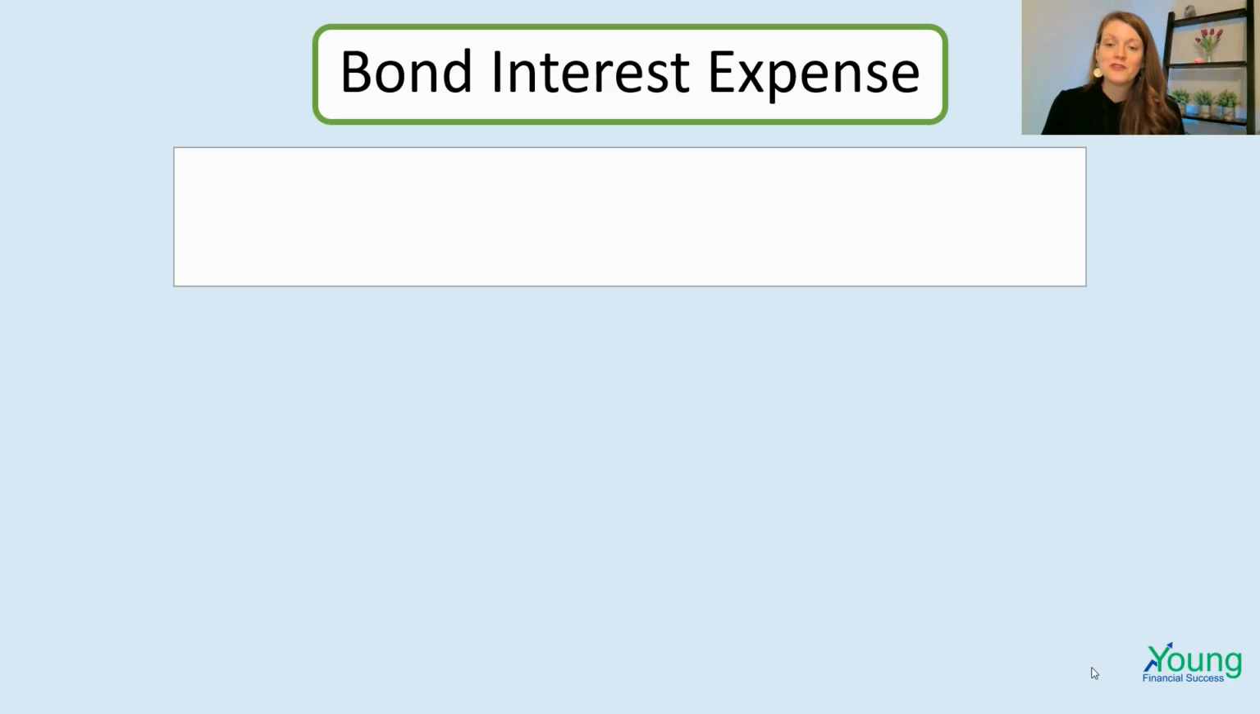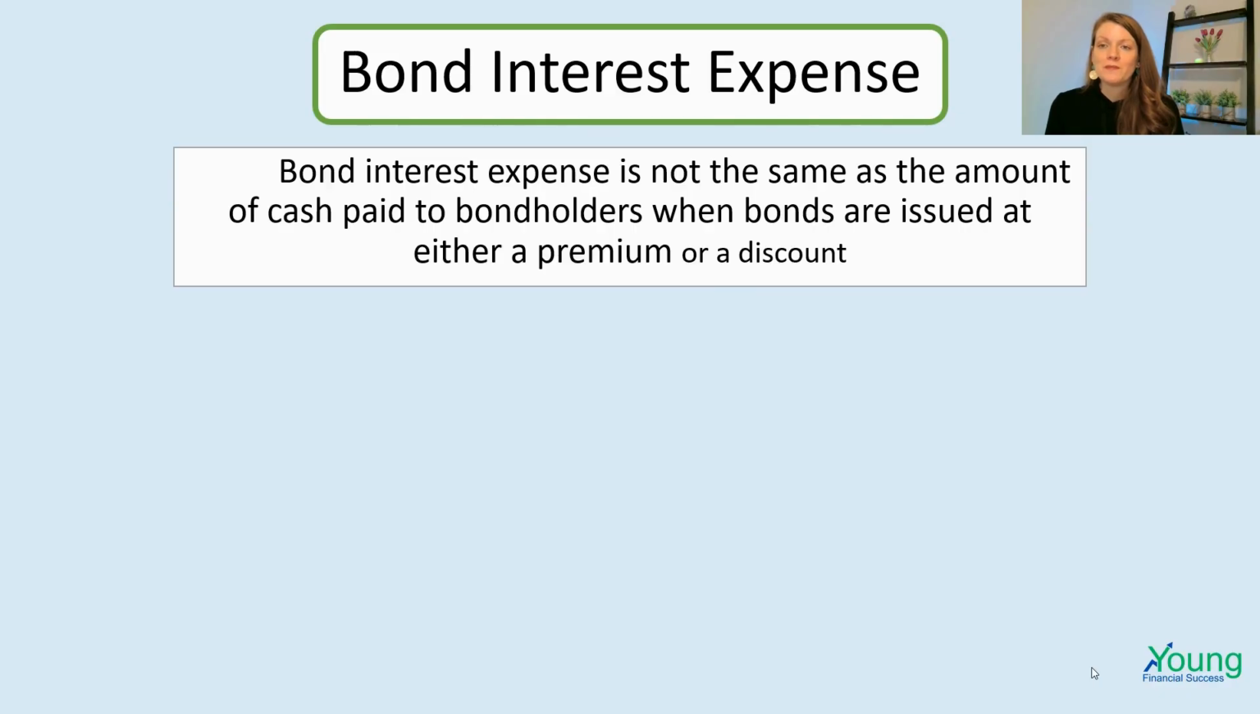Okay, so now we get bond interest expense. This one's going to be extra tricky because now you've got to rewind back to chapters 12 and 14 where we talked about bond interest expense and think about what's going on here. Bond interest expense, as you may or may not recall, is not the same amount as cash paid to the bondholders when the bonds are issued at a premium or a discount. So, okay, we see that bond interest expense was $6,000, but that doesn't mean that's how much cash was paid.